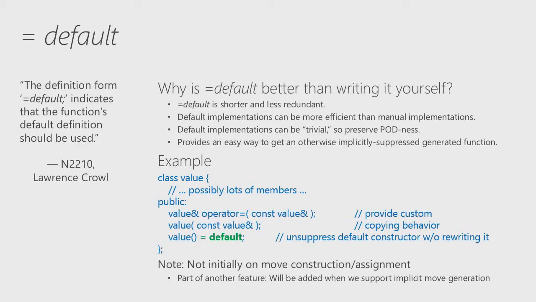instead of suppressing it. So as an example, if I have a value type class that provides its own custom copying behavior, simply providing those first two functions would turn off the default constructor. But I say, no, I want the default constructor. I bring it back, but simply say equals default instead of actually writing it by hand.